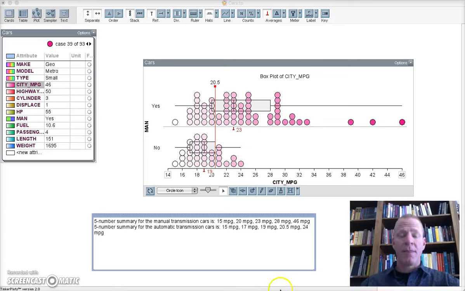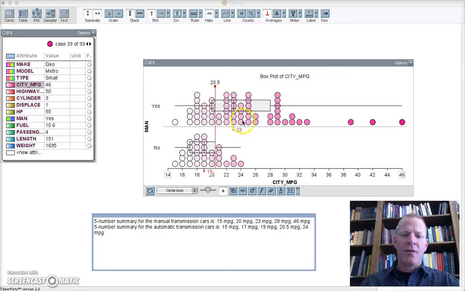Welcome back. So now that we've got box plots and you've got five number summaries, what do you do with them? What do they mean? What good are they? Well, the main idea here is that we can use these to summarize the distributions.